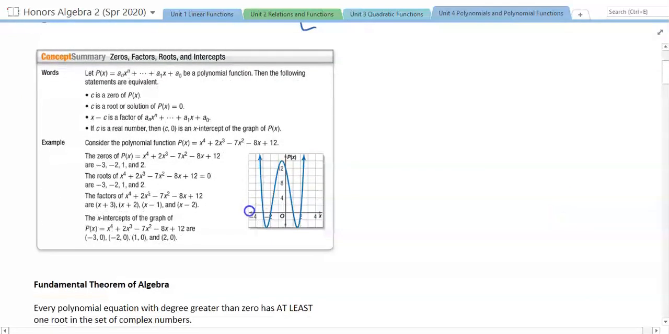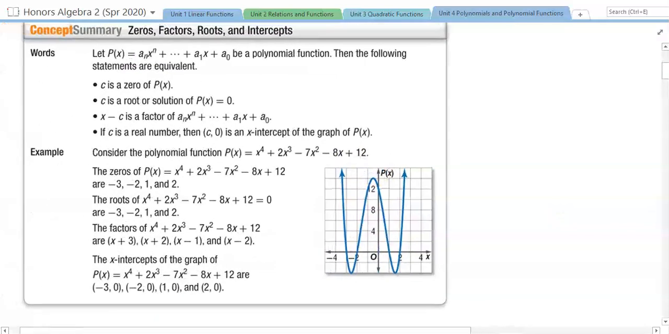Okay, and so let's review for a second, a little chart here. You might want to pause and review some of this information, but this is what we've talked about all chapter and really going all the way back to chapter 2. What are zeros, what are factors, what are roots, what are intercepts, right?